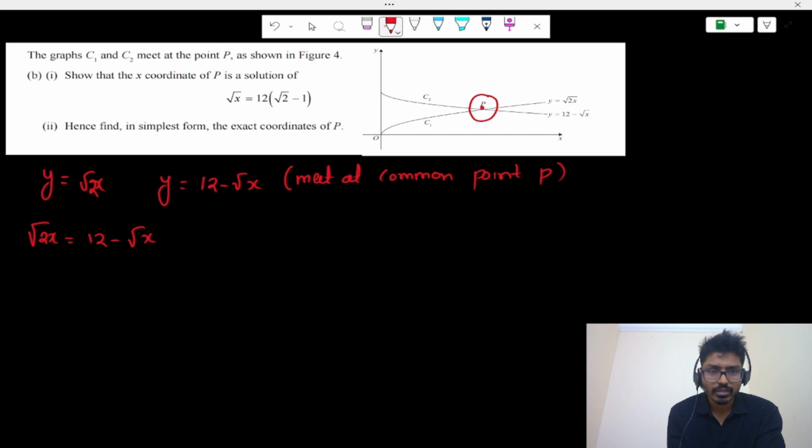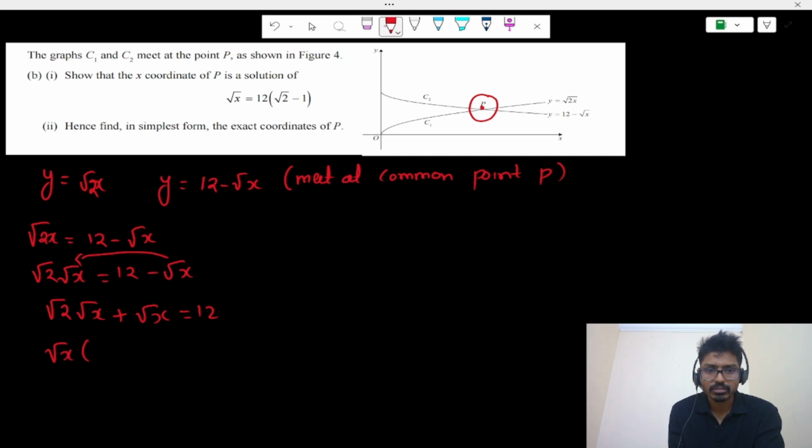Now I can write root 2x as root 2 times root x, which is equivalent to 12 minus root x. I'm going to bring this minus root x to the other side, so root 2 times root x plus root x is equivalent to 12. Then we take out root x as common, so we get root x times (root 2 plus 1) equals 12. Therefore root x is going to be 12 upon root 2 plus 1.